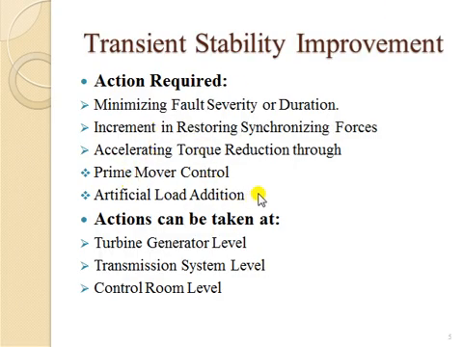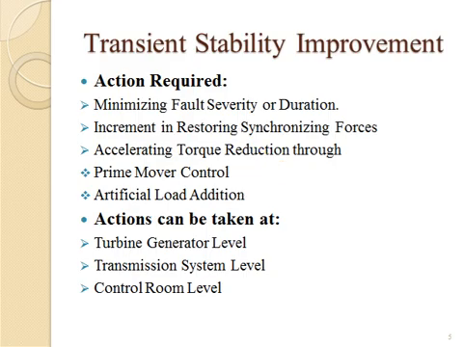Here you can observe the accelerating torque reduction can be done through prime mover control, where your prime mover turbine valves can reduce your mechanical power, or you can add additional artificial load in terms of some resistance, which is called dynamic braking. We are going to see that in further slides, and that will increase your electrical demand, and ultimately the imbalance between mechanical and electrical power will be reduced, which will help to improve your transient stability.